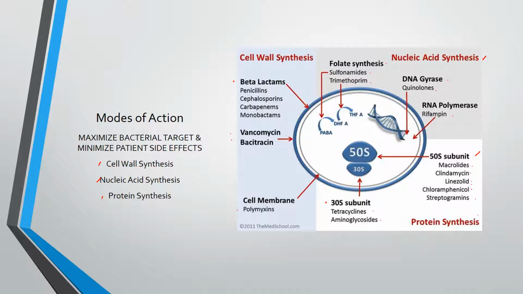Okay, and our major players there are those that target folate synthesis, which is a coenzyme required for nucleic acid synthesis, and that would be the sulfonamides and your trimethoprim. DNA gyrase, which is important for the unwinding of the DNA so that it can be expressed. The quinolones will target that. And RNA polymerase, of course, rifampin will target that.